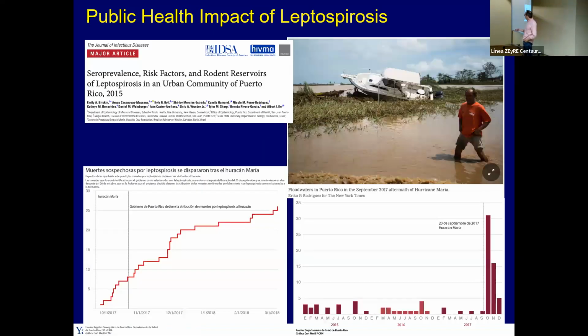And this is just to show, I usually try to put that in more for an American audience, that Puerto Rico is part of the United States. They feel like leptospirosis is not in the United States. And so, well, as far as I know, Puerto Rico is part of the United States.